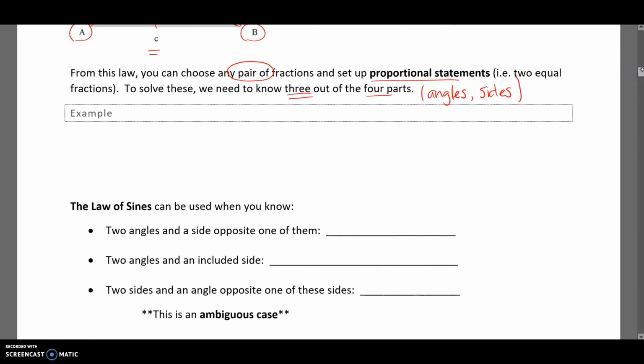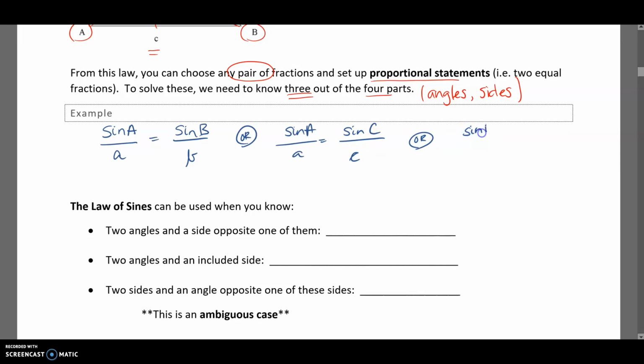So picking two fractions means it could look like this. We could write sine of angle A over side a equals sine of angle B over side b, or I could say sine of angle A over side a equals sine of angle C over side c, or I could say sine of angle B over side b equals sine of angle C over side c. And the choice of which pair of these fractions to use will come from what information I know and what I'm trying to find out.